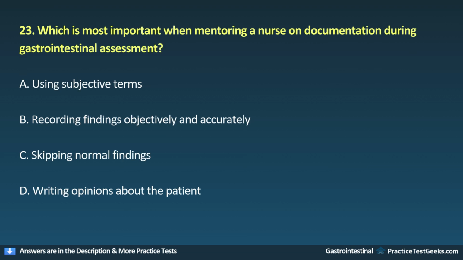23. Which is most important when mentoring a nurse on documentation during gastrointestinal assessment? A. Using subjective terms. B. Recording findings objectively and accurately. C. Skipping normal findings. D. Writing opinions about the patient.